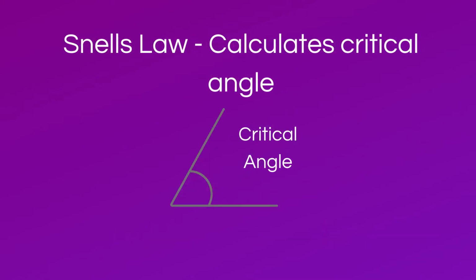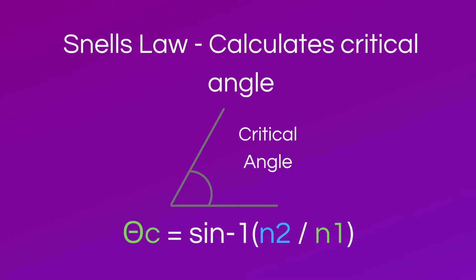More importantly, a variation of Snell's law can help you find the critical angle needed for total internal reflection to propel light through the fiber optic cable. The critical angle equals the inverse sine of the refractive index of the material the light intends to enter divided by the refractive index of the material the light started from.